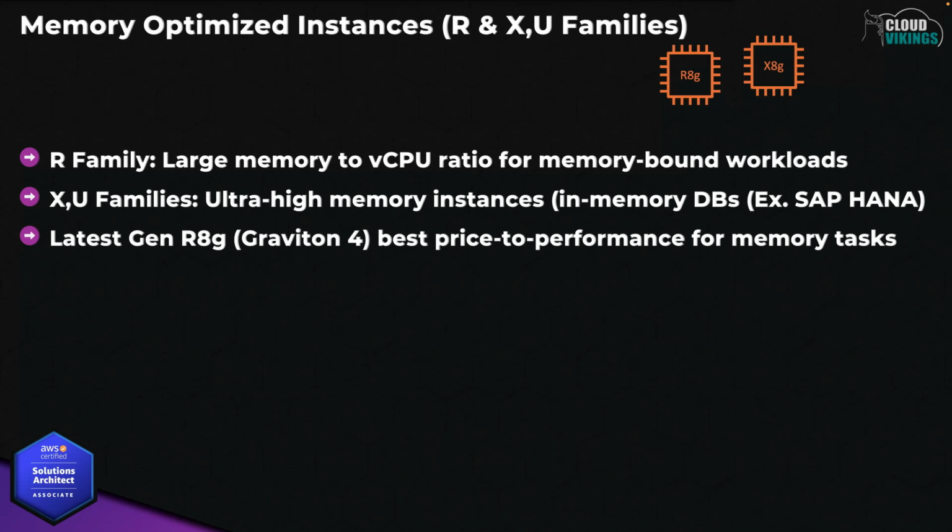In this memory optimized category, the newest offering is the R8G, which again uses the Graviton 4 processor and provides the best price to performance ratio in EC2 for these memory intensive workloads.